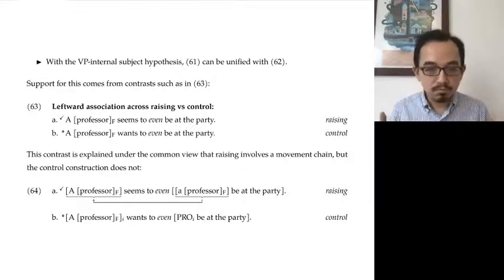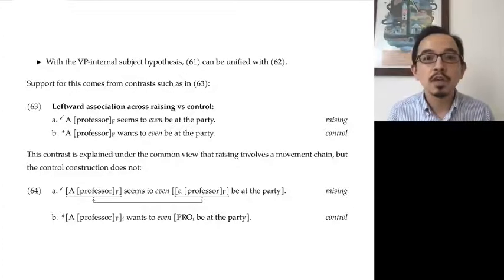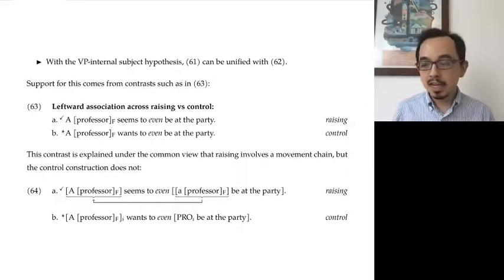And this, again, is explained under the view that raising involves movement, leaving some sort of copy, some sort of trace, and the control construction does not have that lower copy. Or if it involves some sort of movement, as in perhaps the movement theory of control, it doesn't have a rich representation. It doesn't have a full copy trace.